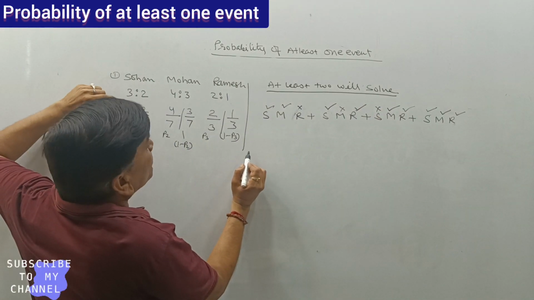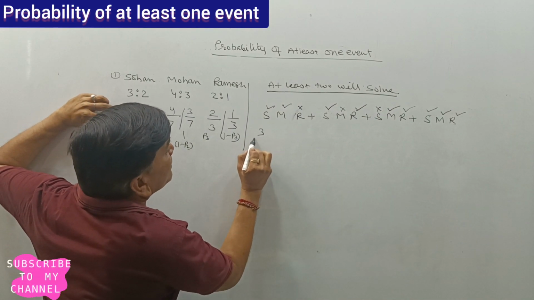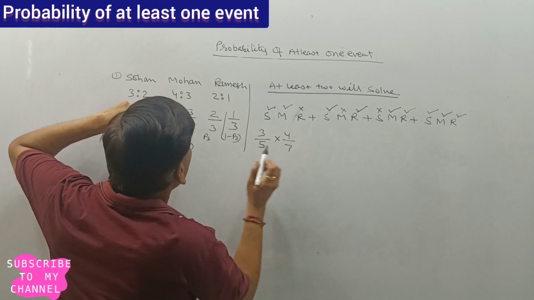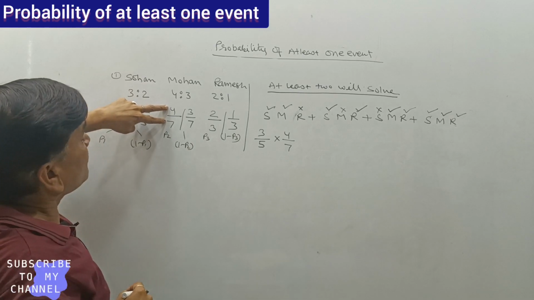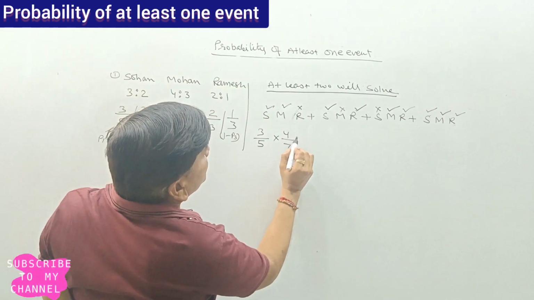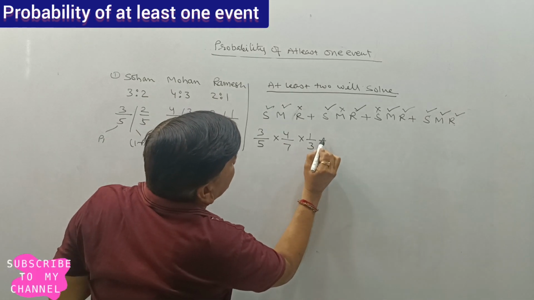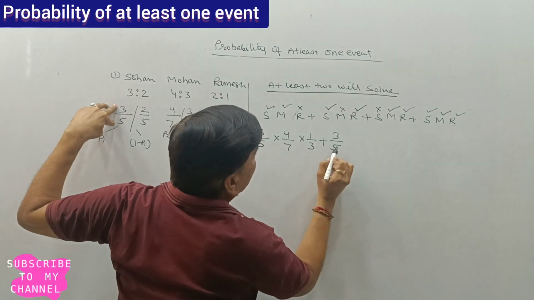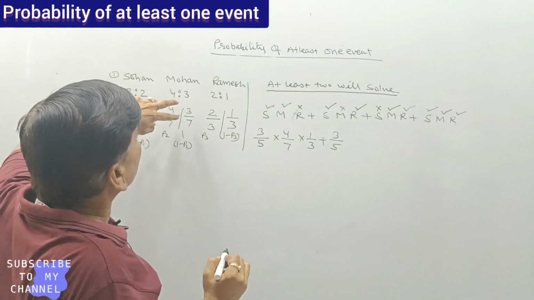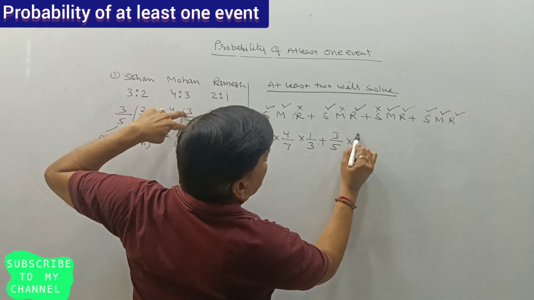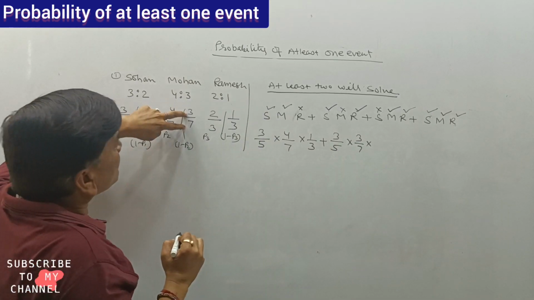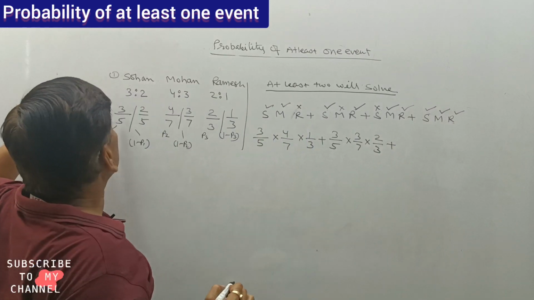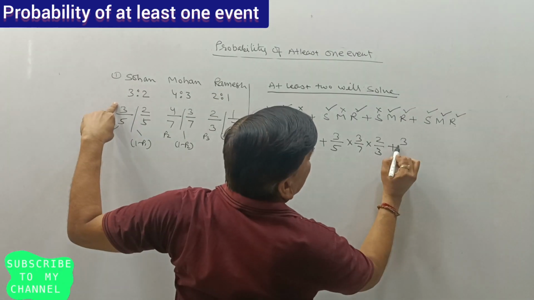So the probability of solving by Sohan is 3 upon 5. Probability of solving by Mohan is 4 upon 7. And probability of not solving by Ramesh is 1 by 3. Next, probability of solving by Sohan is 3 upon 5, probability of not solving by Mohan is 3 upon 7, and probability of solving by Ramesh is 2 upon 3.